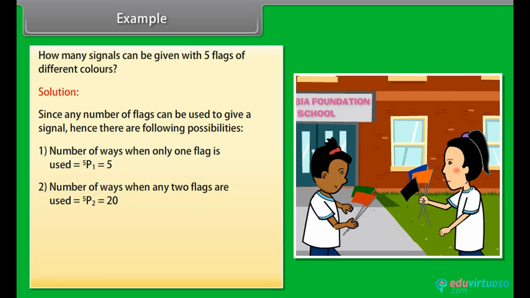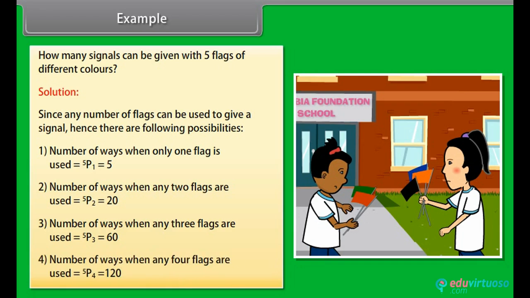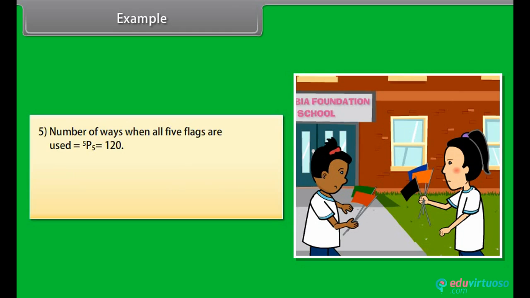2. Number of ways when any 2 flags are used is equal to 5P2 is equal to 20. 3. Number of ways when any 3 flags are used is equal to 5P3 is equal to 60. 4. Number of ways when any 4 flags are used is equal to 5P4 is equal to 120. 5. Number of ways when all 5 flags are used is equal to 5P5 is equal to 120.